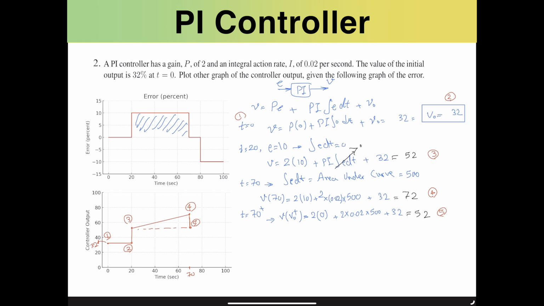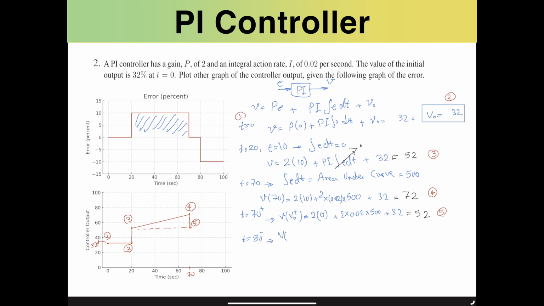at the time of right before 80 seconds, we can consider t equals 80, but right before that, so I would call it t equals 80 minus. In that case, whatever we have had so far in terms of the integration is going to stay the same, but then the absolute value of the error is going to also stay the same. So we will have a very similar result compared to the previous step.